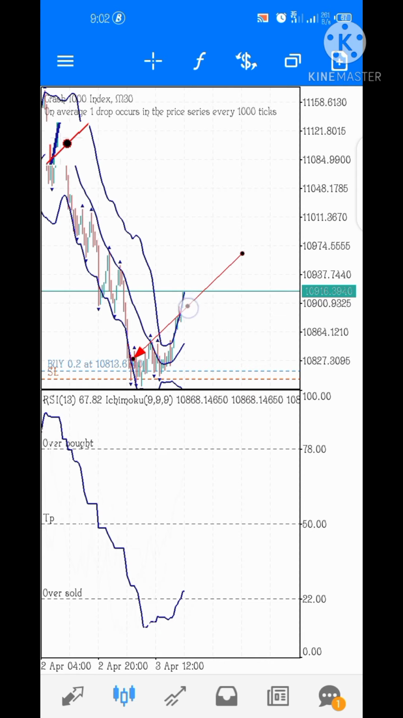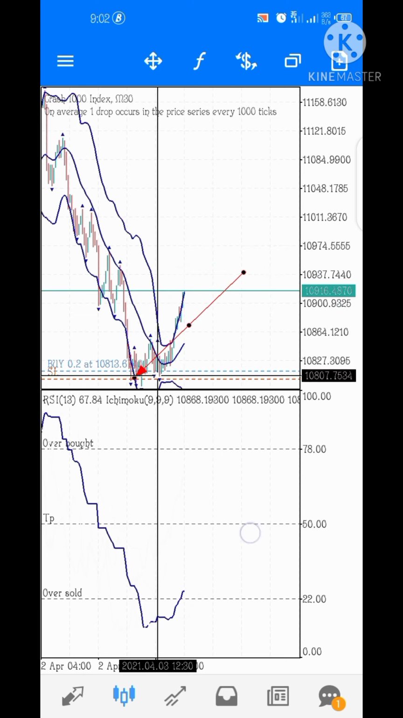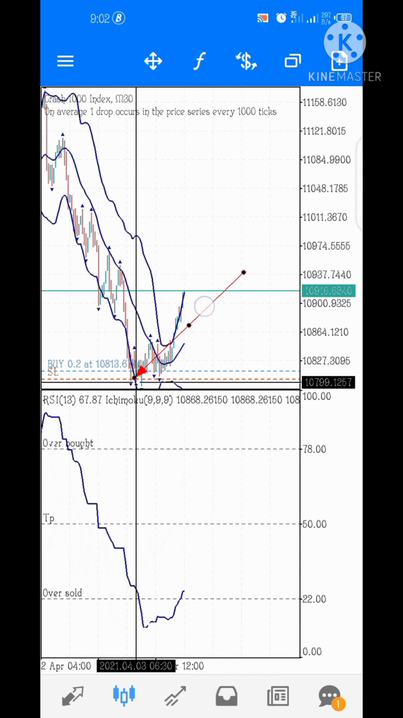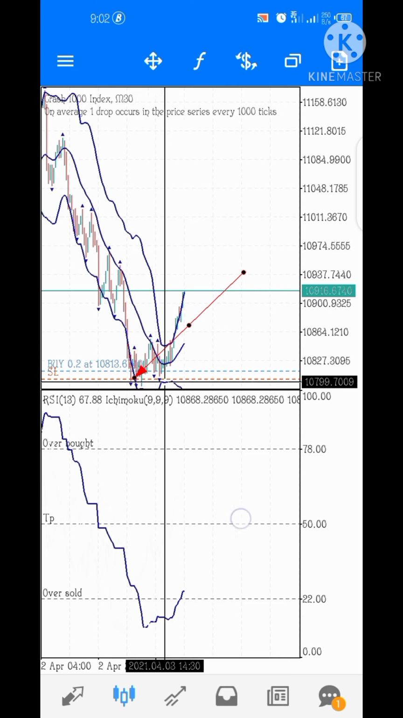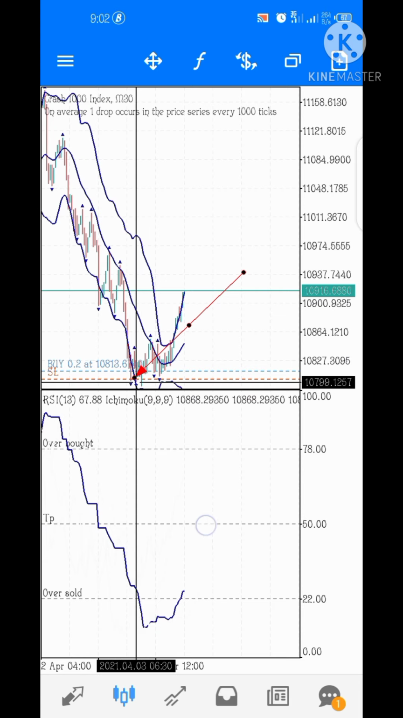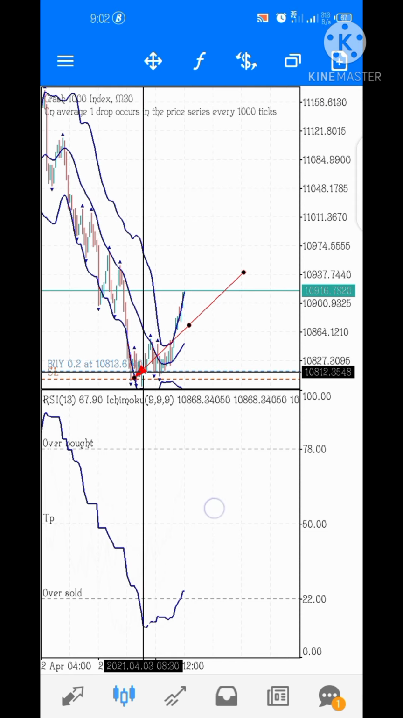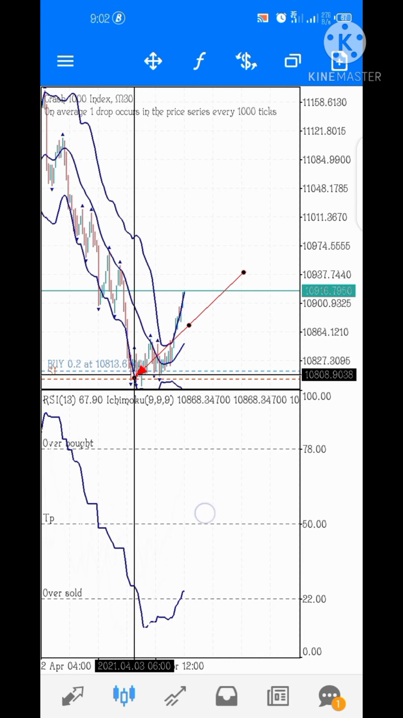So the chart must touch the Bollinger Band, and at the second window, the Ichimoku must be at the oversold line or below the oversold line before you enter a buy trade. I hope you get that. Before you enter a buy trade, first the chart must touch the third Bollinger Band counting from up, and the Ichimoku must be at the oversold or below the oversold. Then you enter a buy trade.